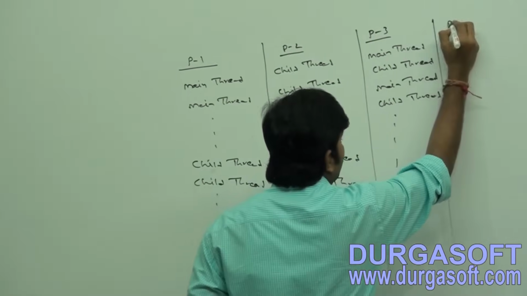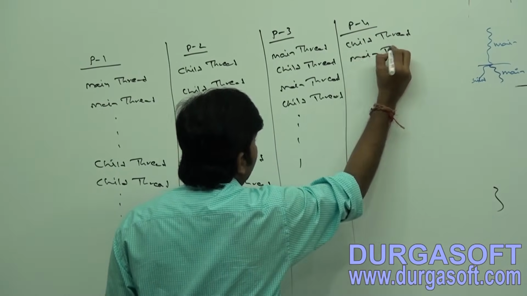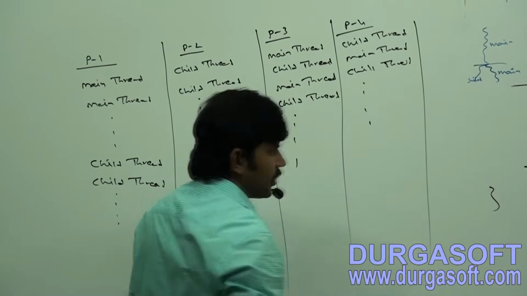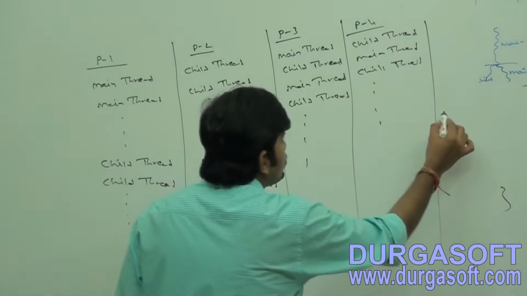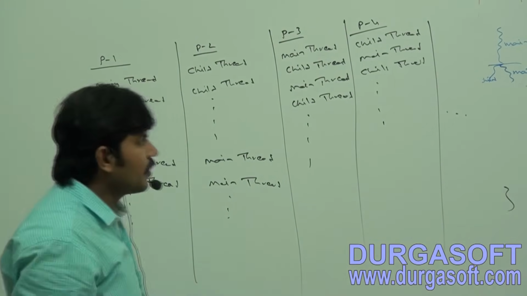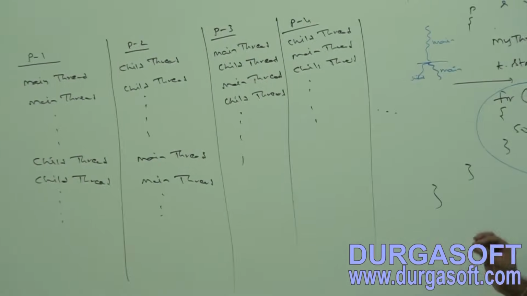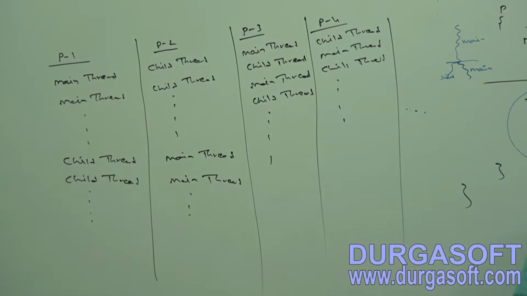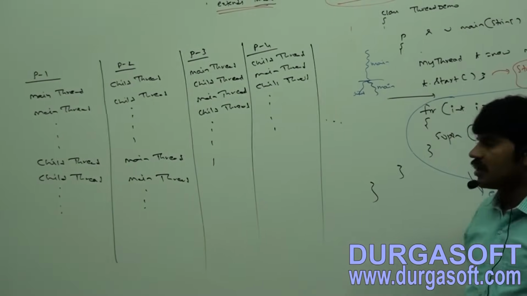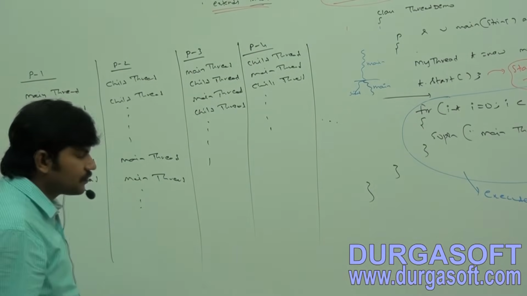Another possibility: child thread, main thread, child thread, main thread, child thread, main thread, and so on. Are you able to understand? Any combination of main thread and child thread is a possible output. The following are various possible outputs for the above program.